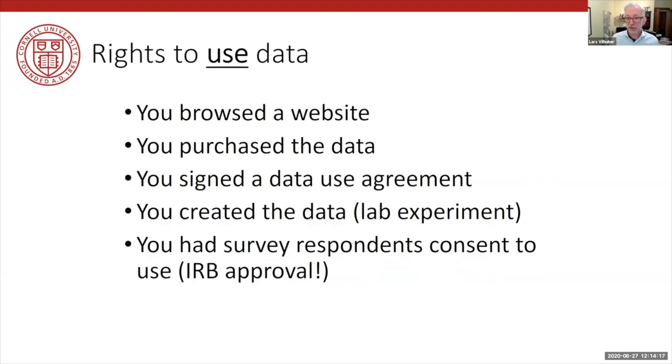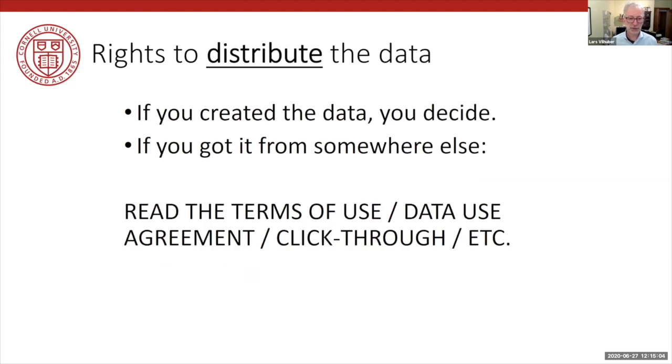And so as a researcher, whether you are an undergraduate or a seasoned tenure track professor or a tenured professor, you need to know whether you have the rights to use the data, right? You browse the website. That means at least you could look at it. That doesn't necessarily mean that you can use the data. If you purchase the data, you sign a data use agreement. That's a right to use the data. You created the data in a lab experiment. That probably qualifies as you have the rights to use the data, but careful, because if you ran a survey, you still needed consent from the survey respondents to use the data. So just because you collected it doesn't automatically give you the rights to use that. And if you run surveys, you know that. But the same is true for data you collect from somebody else, right?